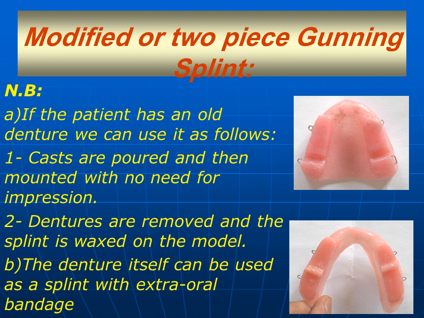If the patient has an old denture, we can use it as follows. Casts are poured and then mounted with no need for impression after blocking the undercuts.